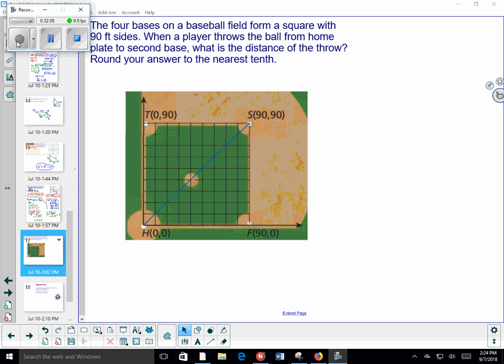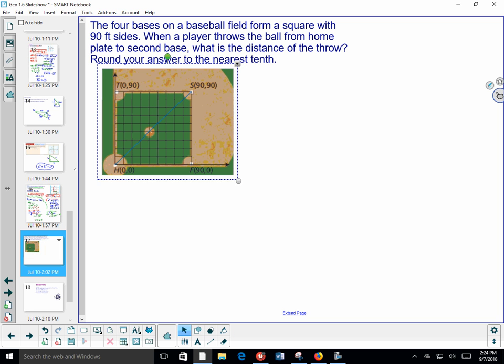Okay, so we are back, and we are trying to solve this distance problem. Tell me, what did you come up with, Isabella? I got 127.3. How'd you get that? I did the distance formula. So tell me what I should write. In parentheses, I did 90 minus 0 squared.